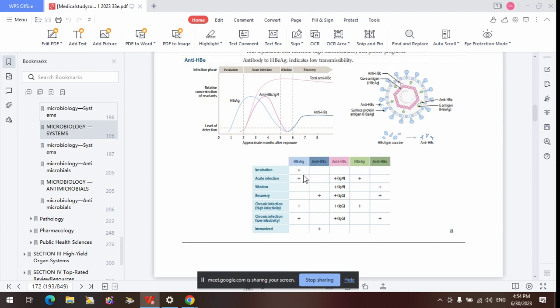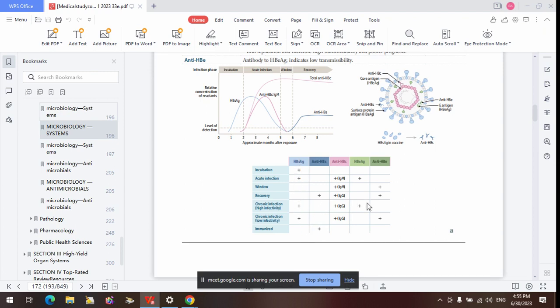So the person cannot transmit it in the window. Somebody can transmit the infection in the incubation period, because the HBs antigen is there. They can transmit in acute infection, as HBs antigen is there. Someone that is chronically infected can also transmit it. So in those three periods, they can transmit it.